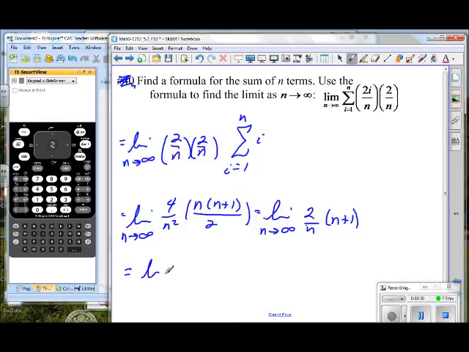But let's see. This is the limit as n goes to infinity. We could break this apart, and we've got 2n divided by n, that's 2, plus 2 divided by n, and our answer would be, as n goes to infinity, the answer would be 2.